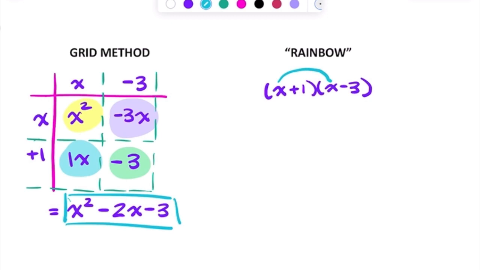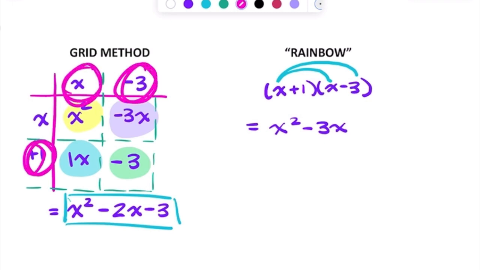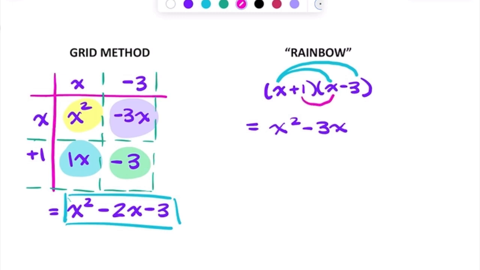So x times x gives me x squared. X times negative 3 gives me negative 3x. Now, of course, the plus 1 in my first bracket also distributed to every single thing in my second bracket as well. So 1 times x gives me 1x, and 1 times negative 3 gives me negative 3. And of course, when I collect my like terms, I get x squared minus 2x minus 3.